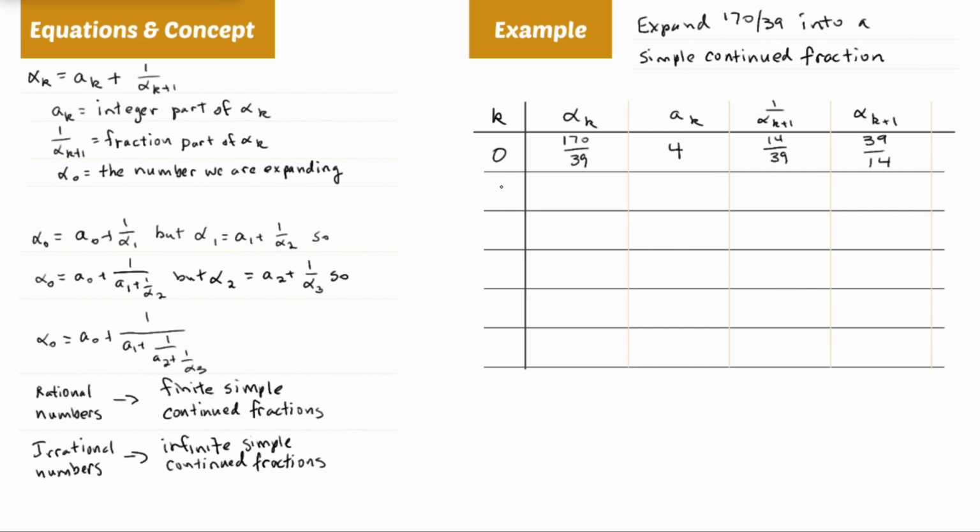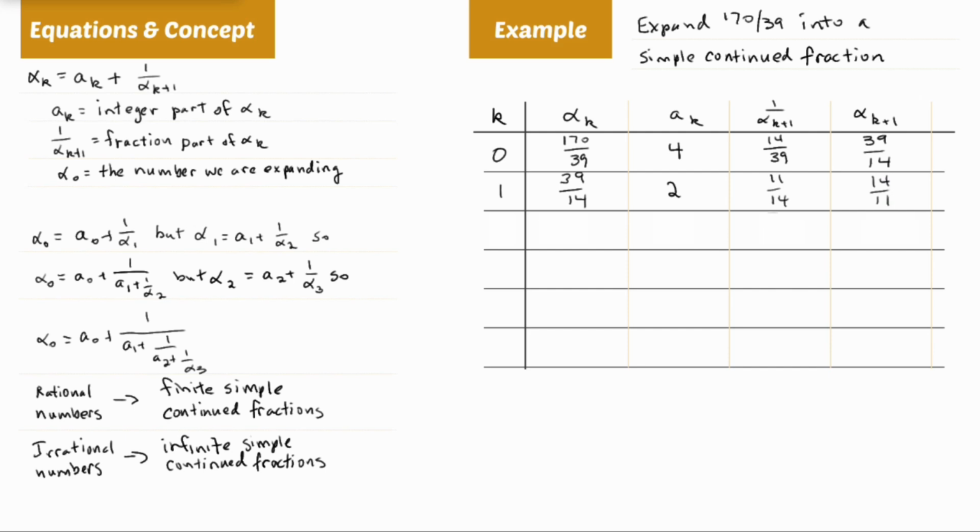In the next row, k equals 1, and alpha 1 is 39 over 14, which is just copied from the end of the previous row. The largest integer that is less than or equal to 39 over 14 is 2. So we write 2 in the spot for a_1. The remaining fraction is 11 over 14. That goes right here, and its reciprocal is 14 over 11. That is our alpha k plus 1, which is alpha 2 in this case.